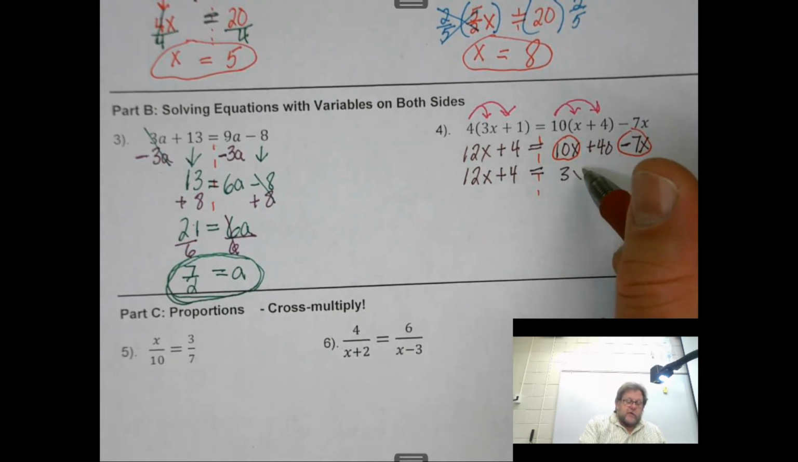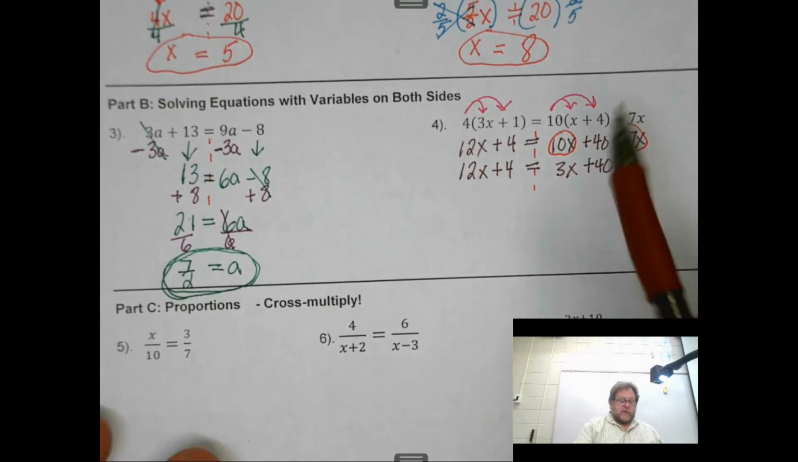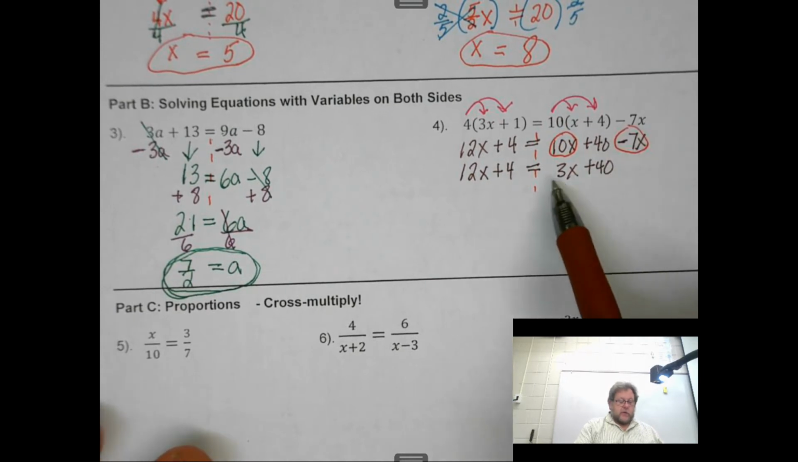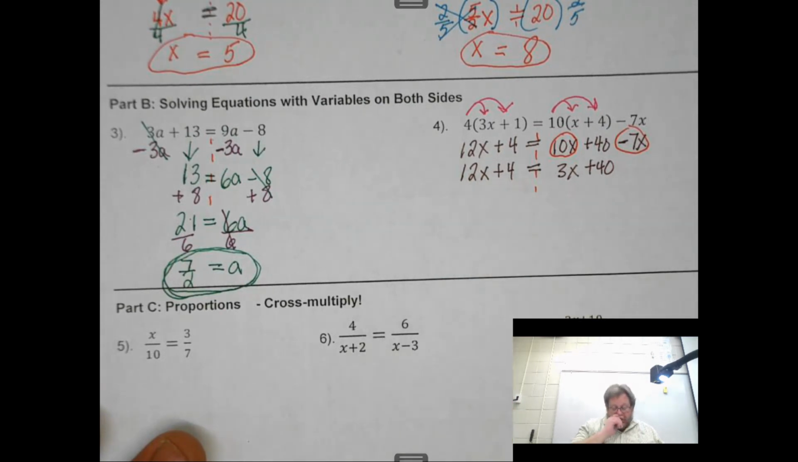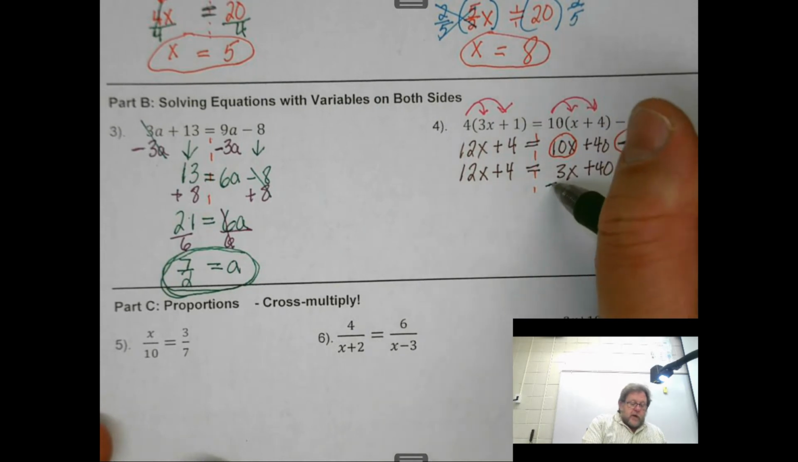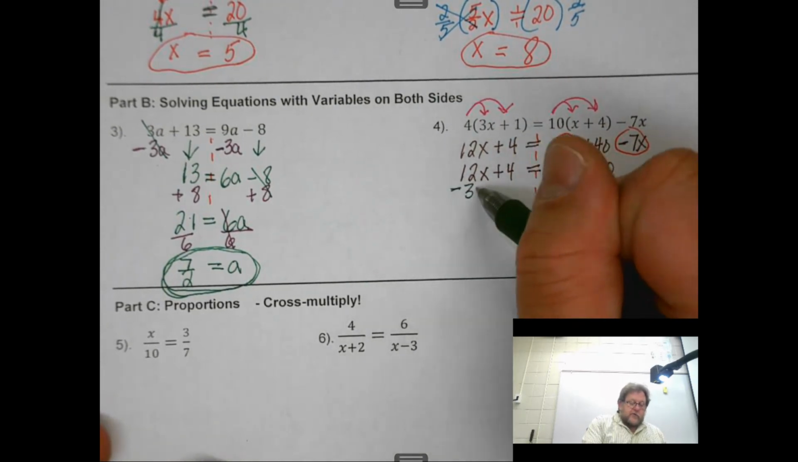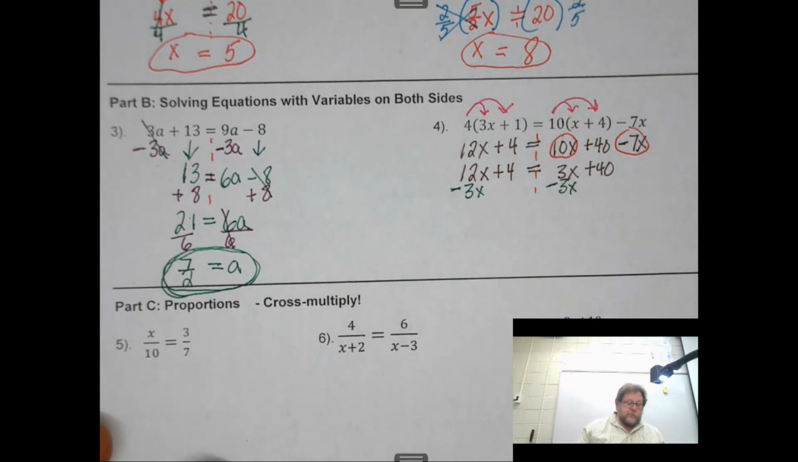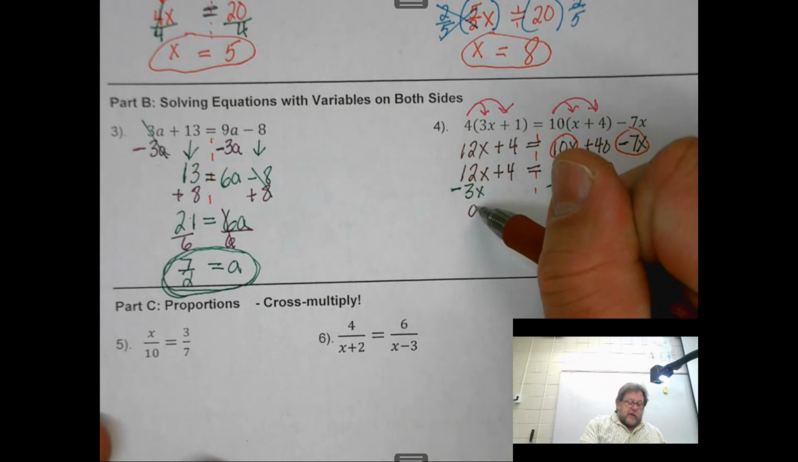So I'm going to undo the 3x because it's lower than 12x. My preference, I'd like to keep them positive. You could certainly minus 12x. 12x minus 3x, 9x. Bring down the 4 plus 4 equals, I don't need a 0 here because I'm bringing down the 40.